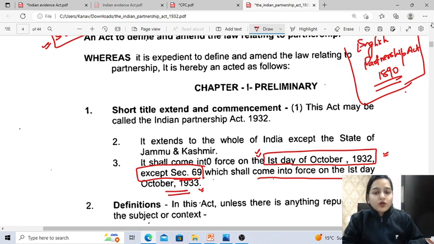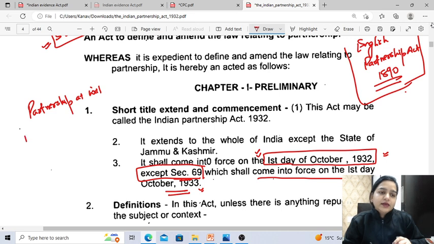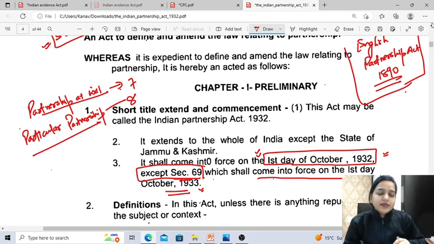Now we have seen what is the definition of partnership that is given in Section 4. पार्टनरशिप दो तरह की होती है. एक होती है पार्टनरशिप एट विल, another is particular partnership. So this is defined where? Partnership at will is defined in Section 7, and particular partnership is defined in Section 8.